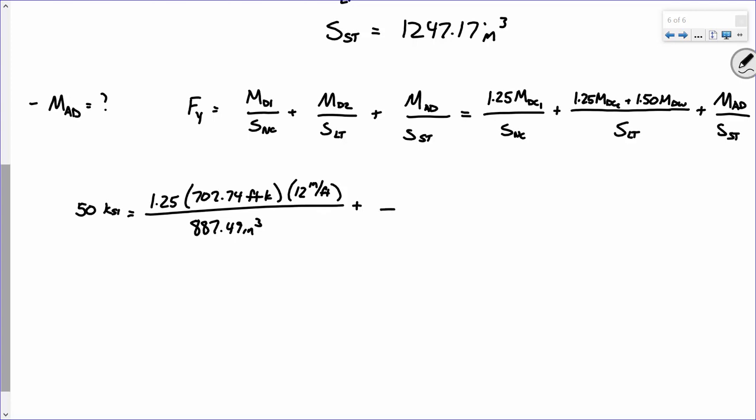All right. Let's do the next one. All right. 1.25 times MDC2. MDC2 was 146.08. See, this right here, this is one of the big reasons why we had to split up the DC1 and DC2, because they're on different sections.